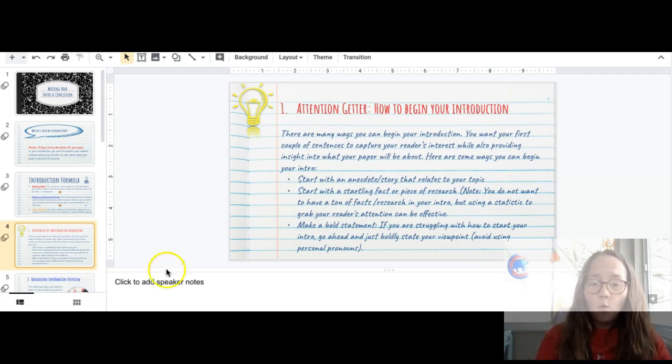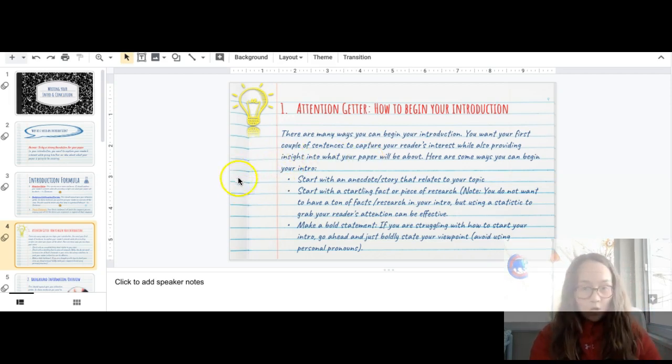So there are different ways you can begin your introduction. You first want to start with a couple of sentences, like I said, that are of high interest. Now, a couple ways you can do this. You could start with a story or an anecdote that relates to your topic. So if I'm talking about prison reform, maybe I'm going to talk about a situation in which prison reform had a positive outcome or a negative outcome, and use an actual personal story to make it more relatable.